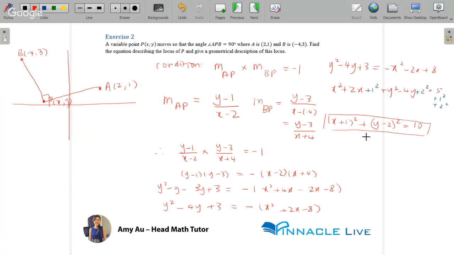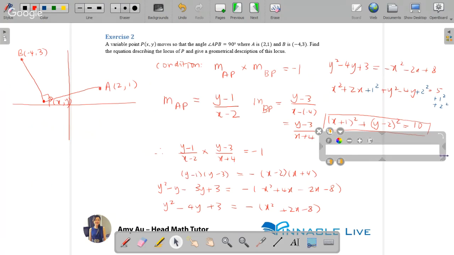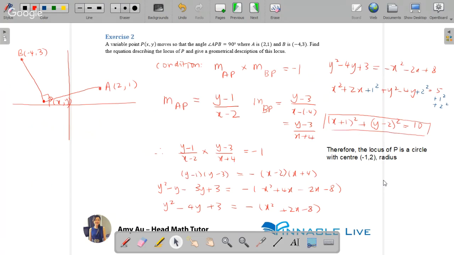And we want to describe this. So this is a circle. So therefore, the locus of P is a circle with center (-1, 2), radius root 10. Let's write that one in. Okay. So that's more or less it, and that pretty much describes the locus.